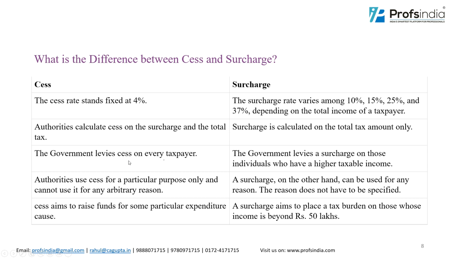Government levies cess on every taxpayer. So it is for a specific purpose, and it is levied on all persons on whom the tax is levied. Surcharge is not levied like that; currently on income tax, surcharge is levied only on the persons who have higher taxable income.